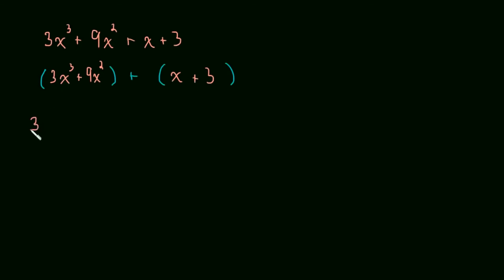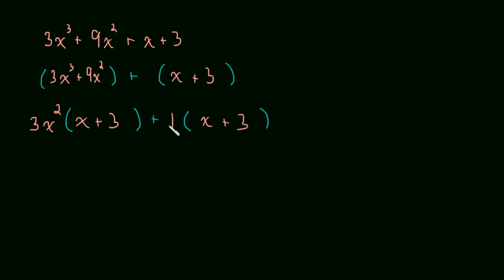Well, what can we factor out of the group on the left? We can take out an entire 3x squared, right? And now we'll just be left with, on the inside, just an x plus 3, right? And now plus, well, what's common to x and 3? The only thing common to both of those actually is just the number 1. Right? 1 times x is still x, and 1 times 3 is still 3.